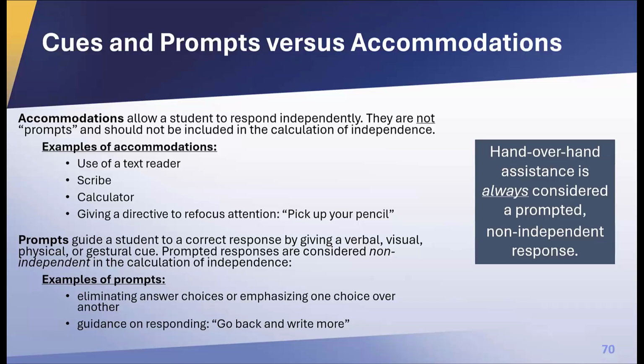So, for example, if the student's working on a computer program and they choose the wrong answer and it eliminates that answer, so you have fewer choices, that's a prompt. If you guide them by saying, you need to go back and write more on question 2, or you need to look at answer 5, you are getting them closer to the answer because obviously it wasn't the answer that you expected or wanted. Okay. Anytime you do hand over hand assistance, that's always considered a non-independent response.